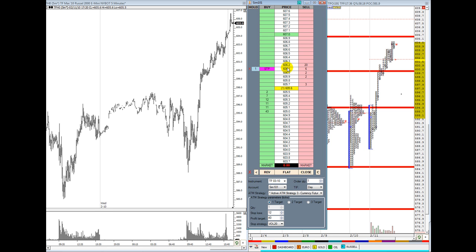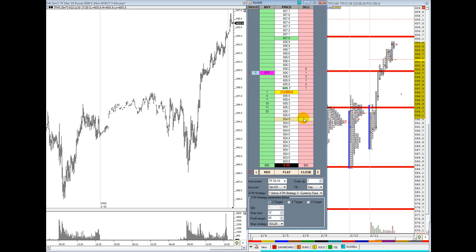So that's a stop buy order, and what that means is if any trade hits 606.1, it will enter a market order, which will get you filled at the best price possible. It will enter a market buy order at 606.1.